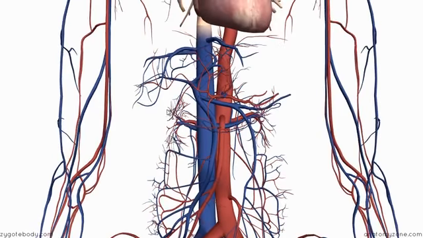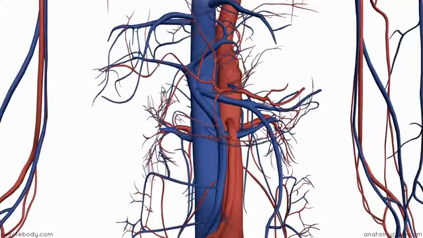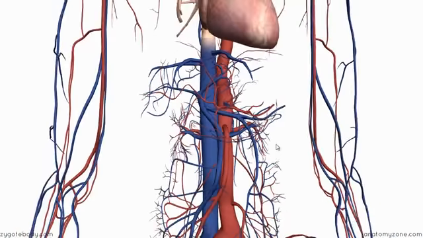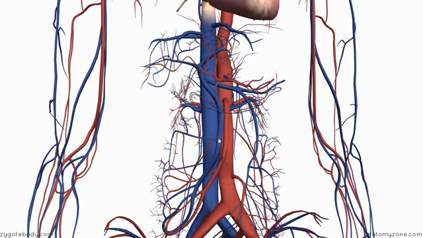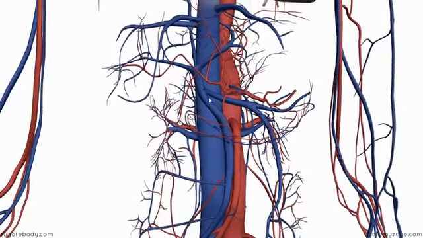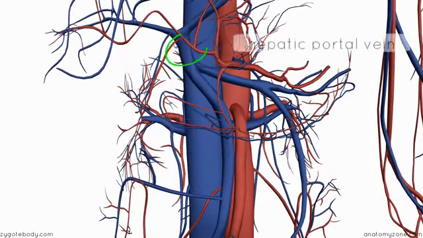So I'll just show you the hepatic portal vein, which is the final common pathway for the blood of the gut. You can see all the veins in blue here, which are draining the gut, and they drain into this one portal vein here. So you can see this common pathway for this blood. So this is the portal vein.